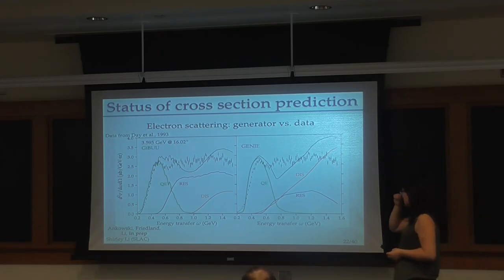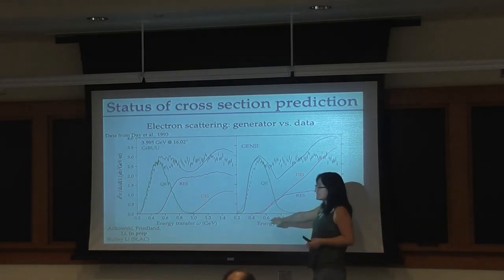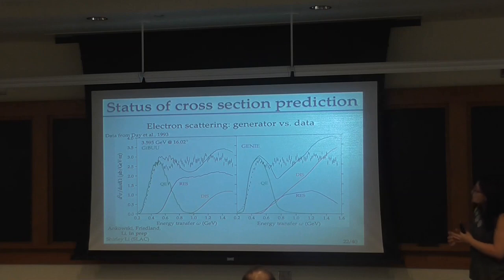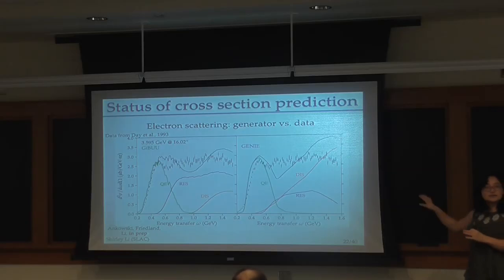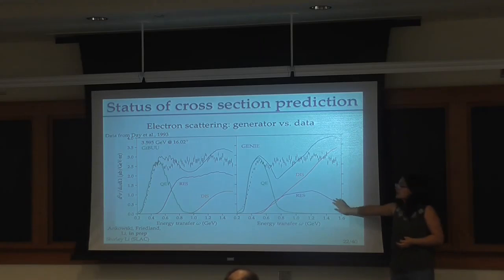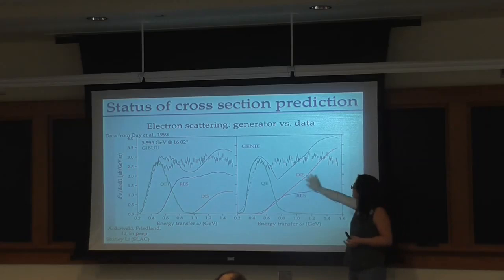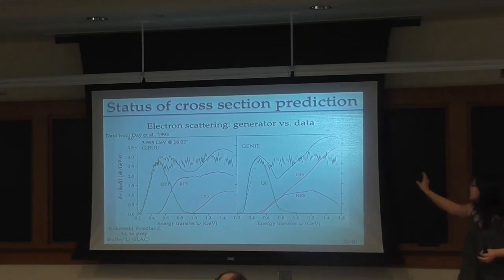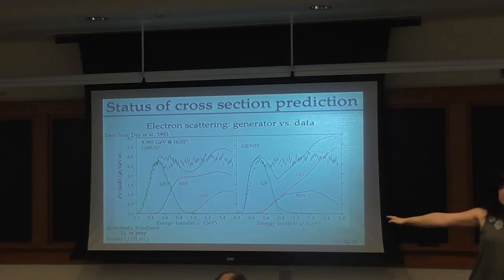The next thing is that the quasi-elastic region, as I said before, really works reasonably fine at this precision. But the thing that really does not match is the resonance production and DIS. There's just no agreement between what's happening in GENIE DIS and the data.